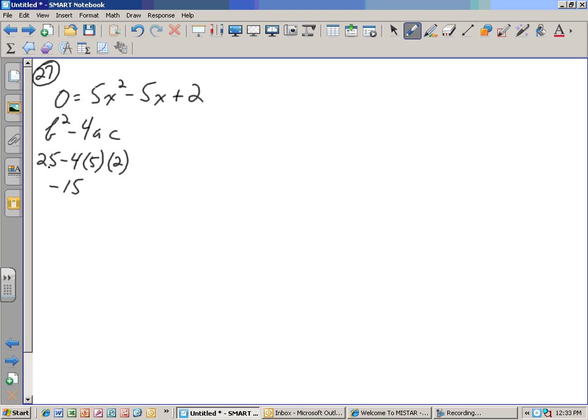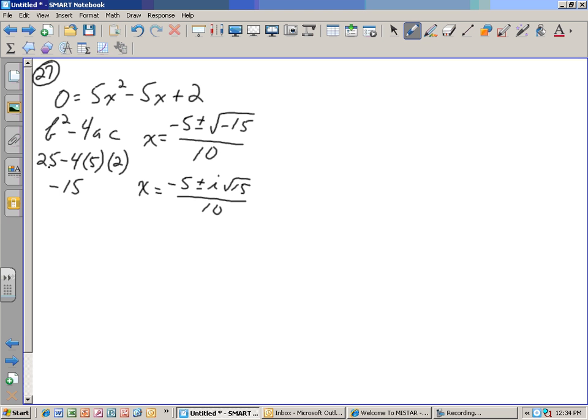Once you find the discriminant, it makes the solving of it a little bit easier. Because now I can write the quadratic formula, the opposite of b, plus or minus the square root of the discriminant, b squared minus 4ac, which we found to be negative 15, all over 2a. And 2 times 5 is 10. Now that I have a negative inside the radical, it's negative 5 plus or minus i square root of 15 over 10.